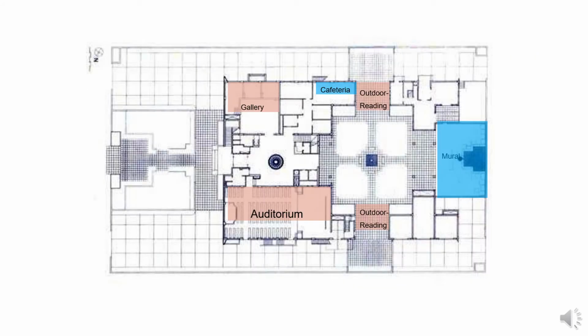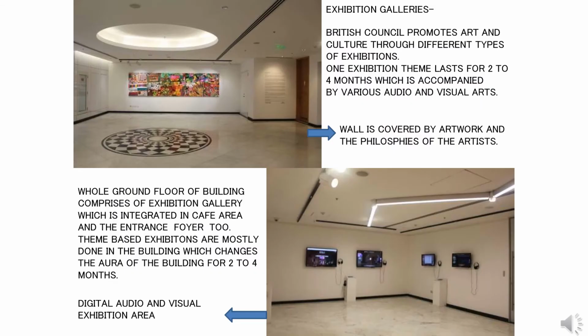The entry for the British Council was from the north side. As we enter, towards the left side we have the art gallery. Opposite to it we have an auditorium. As we go forward we have an open courtyard, and towards the left side of the courtyard we have a cafeteria and some reading space around it. In this slide we have an art gallery and an exhibition space located in it.